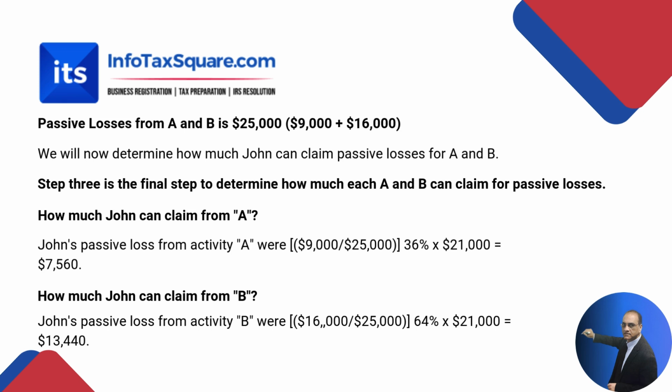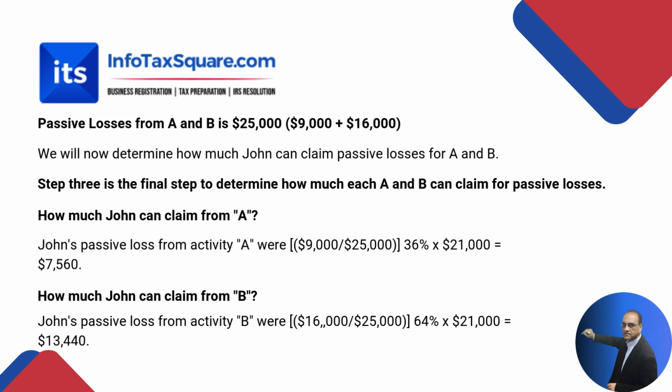$7,560. The same calculation applies for activity B. John incurred $16,000 of losses from activity B, and $25,000 were the total losses between A and B, which is $16,000 plus $9,000. $16,000 divided by $25,000 is 64%, and 64% of $21,000 is $13,440. So John is going to allocate 36%, which is $7,560, to A, and 64%, which is $13,440 of the $21,000, to B.